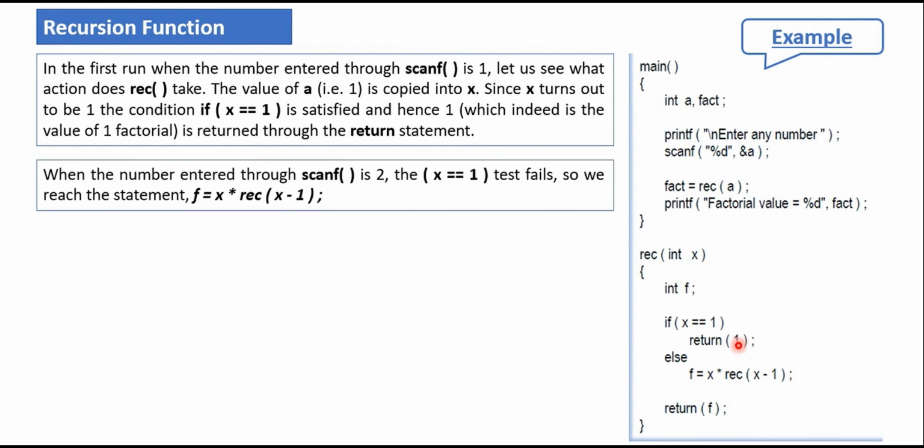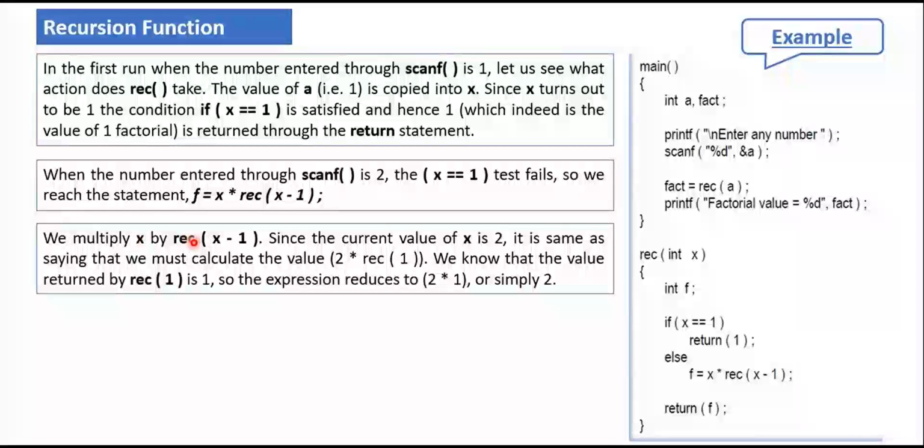Now when the number entered through scanf is 2, the x equal to 1 test fails. So we reach the statement f equals x multiplied by recursive of x minus 1. So we multiply x by recursive of x minus 1.